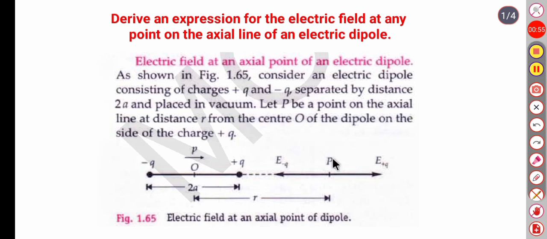Now let P be the point on the axial line at a distance r from the center of the electric dipole on the side of positive charge, right? So we have to find the electric field due to this dipole at the point P.